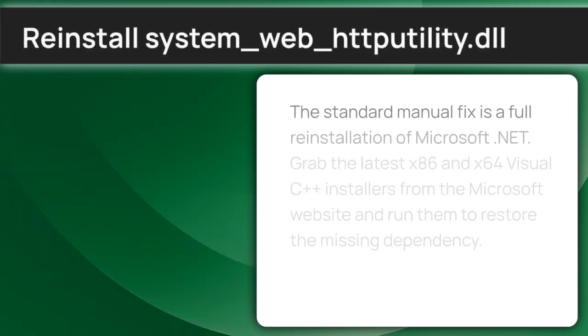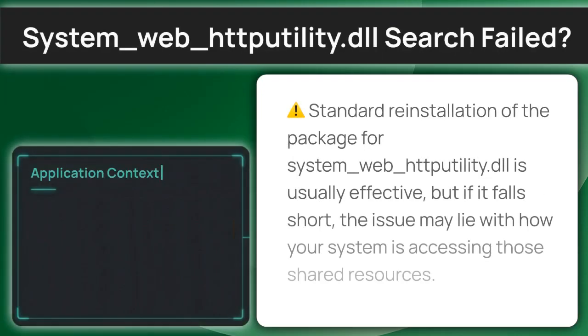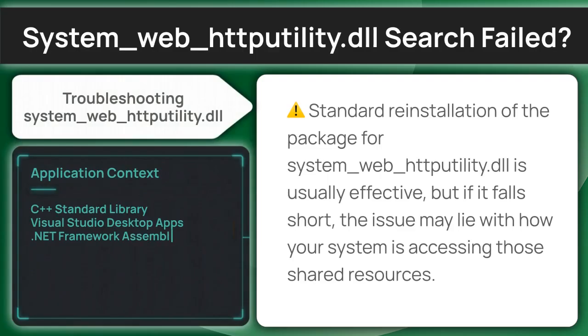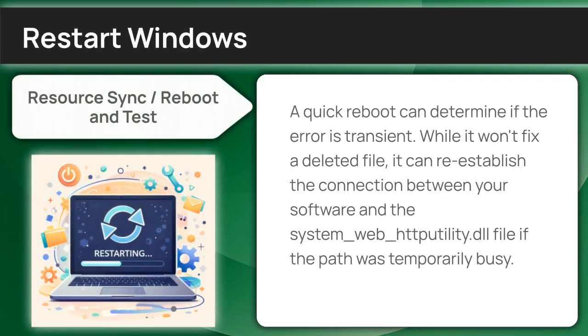The standard manual fix is a full reinstallation of Microsoft .NET. Grab the latest x86 and x64 Visual C++ installers from the Microsoft website and run them to restore the missing dependency. If you're still seeing the missing file notification, we should attempt to force a synchronization between the software and the OS. Performing a restart can determine if the error is just a transient environment glitch. A reboot refreshes your system's path variables and can sometimes reestablish a broken link to the System Web HTTP Utility Library file.